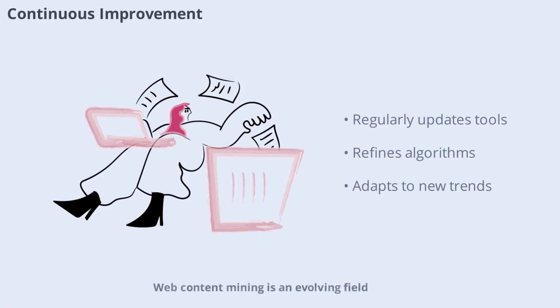Web content mining is an evolving field, with new challenges and opportunities emerging all the time. Continuous improvement is essential for staying ahead. This means regularly updating tools, refining algorithms, and staying informed about the latest trends and best practices. Organizations that prioritize continuous improvement are better positioned to succeed in the fast-changing digital landscape.